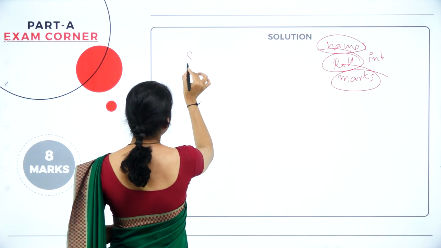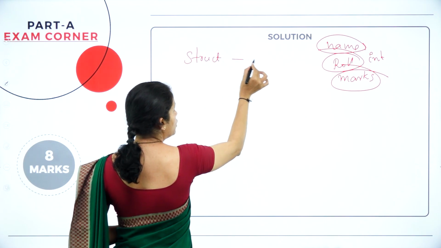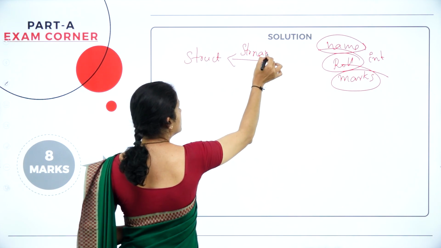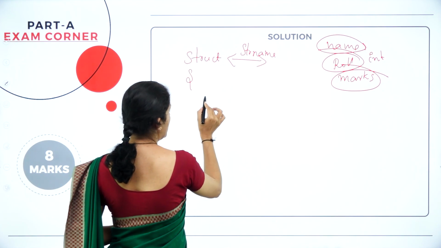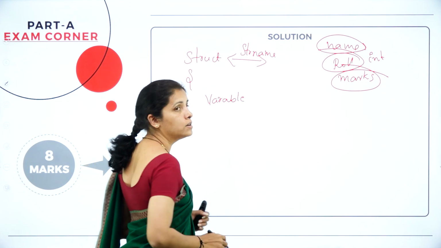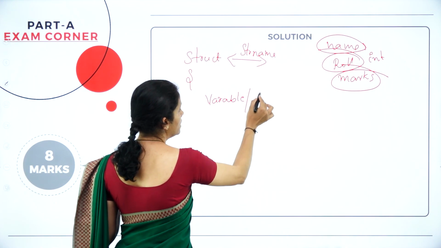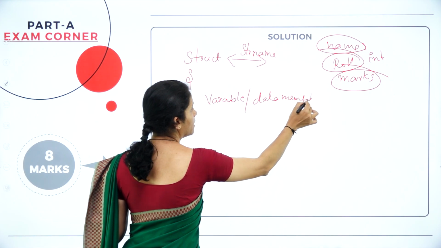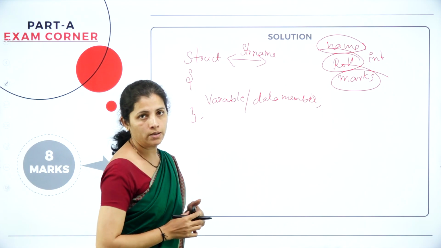To create a structure, I'll use the keyword struct. And I want to specify the structure name. First I'm going to write the syntax, then I'm going to have the variables or fields or data members. Then place the semicolon.